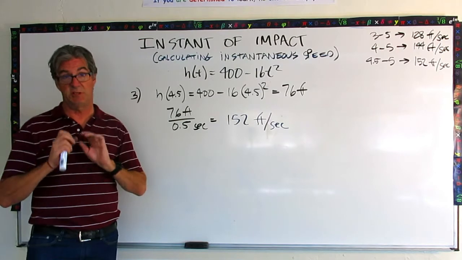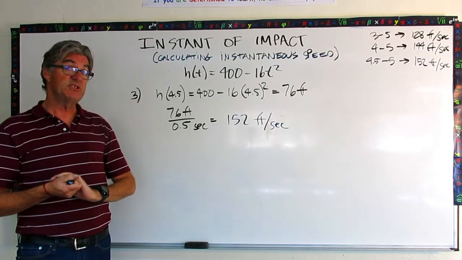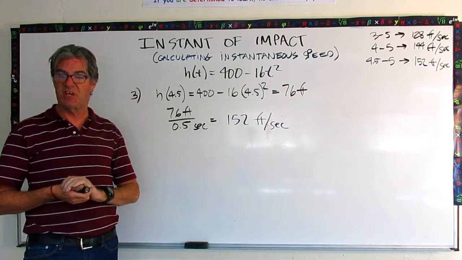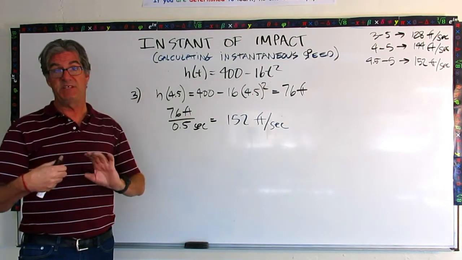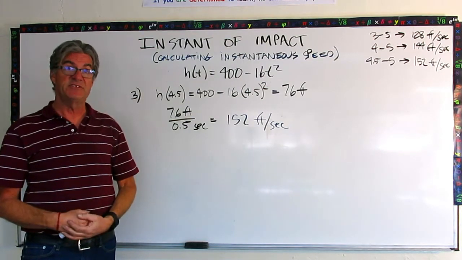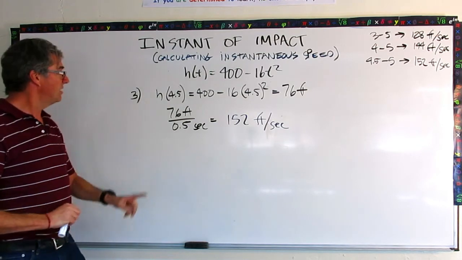Okay. Question 3 didn't break it up into A and B. Question 3 just simply said, what is the average speed during the last half second of the fall? And they're leaving it to you to break it up into those A and B steps, which are both necessary to get the answer to this problem. So let's take a look.